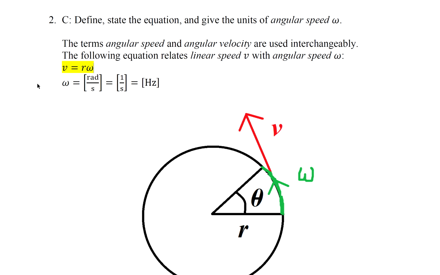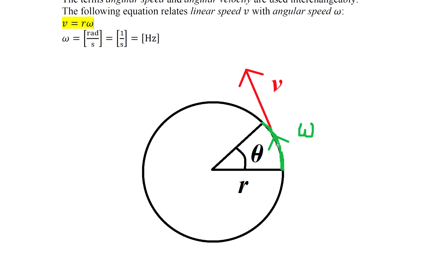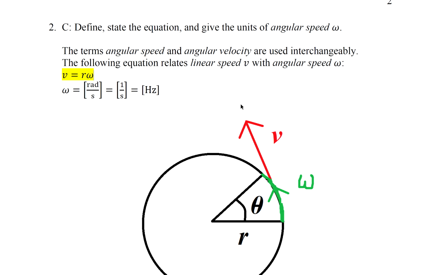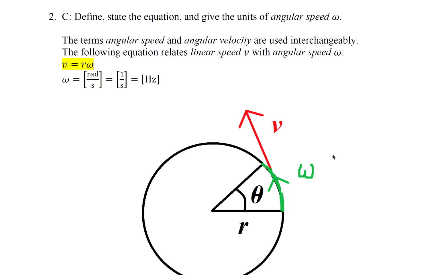Omega has the units of radians over second. Because the left hand has units of meters over second, the right hand has to have the units of meters over second. R is in meters, omega is 1 over second. So when we're going in a circle, that circular speed, angular speed, is omega, and tangent to the point is v, velocity.